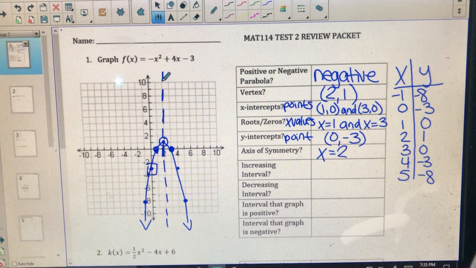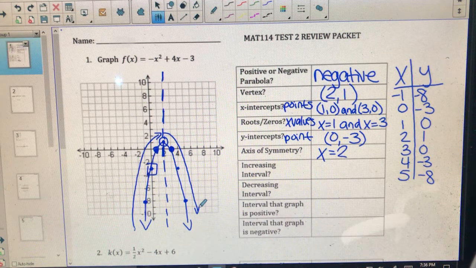Here's where it starts to get a little bit tricky. For increasing interval, that's where the graph is going up. Decreasing is where the graph is going down. Now, if you're looking at the graph, it might seem like it's always going down because both arrows are pointing down. However, you have to read it left to right. So if I start on the very far left side, it's going up, up, up until it reaches the vertex or the turning point, like the top of a mountain. Once you reach the top of the mountain, that's where it starts decreasing or going down.